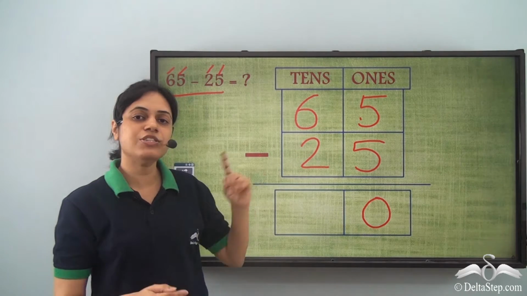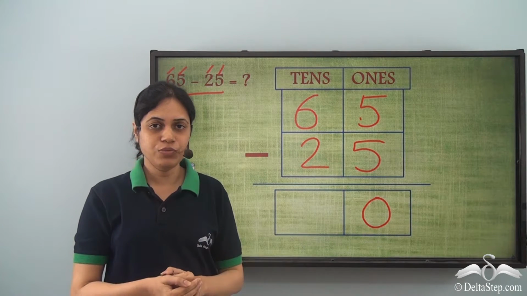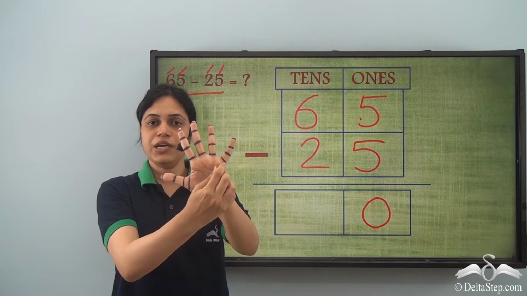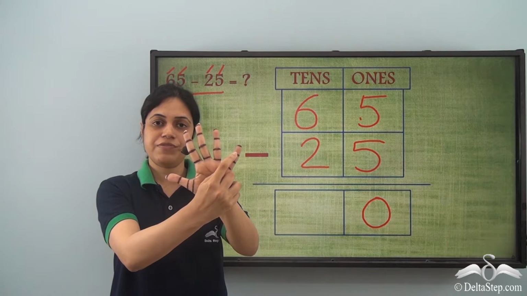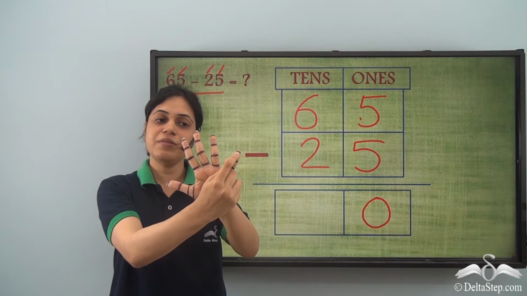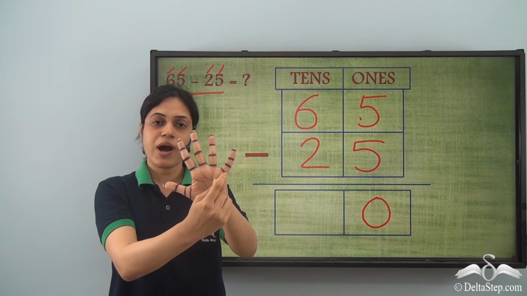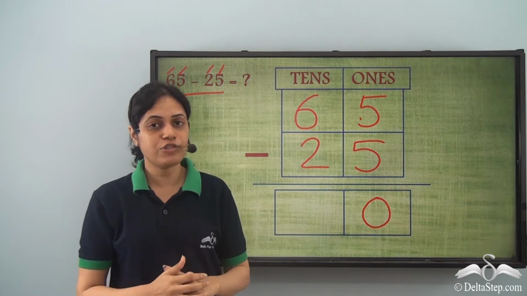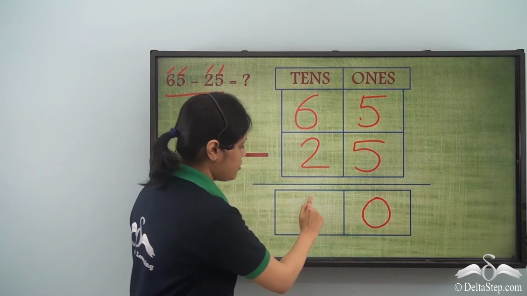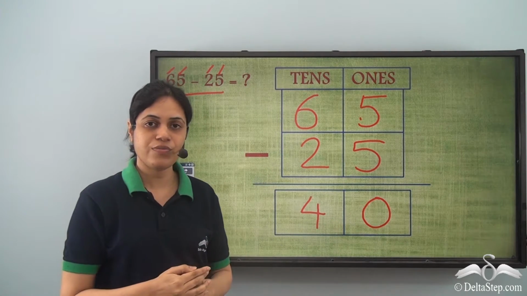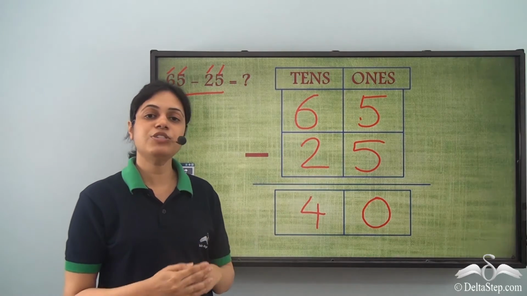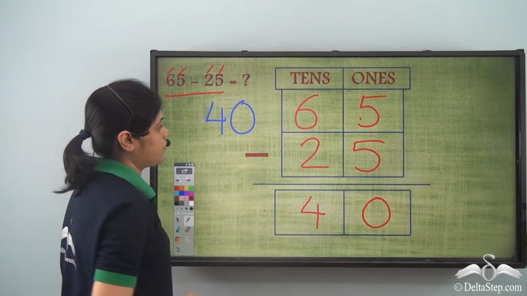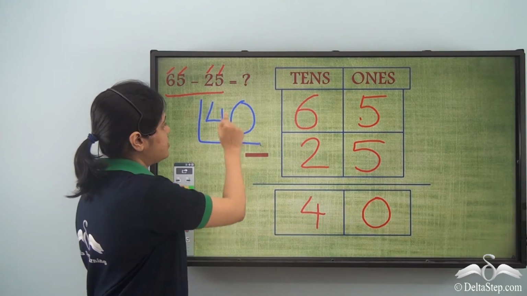And what is 6 minus 2? Start after 2, that is start with 3 and go up to 6. So 3, 4, 5, 6. And how many finger marks have we counted? 1, 2, 3, 4. We have counted 4 finger marks. So this will be 4. 65 minus 25 gives me 40. So this is the answer.